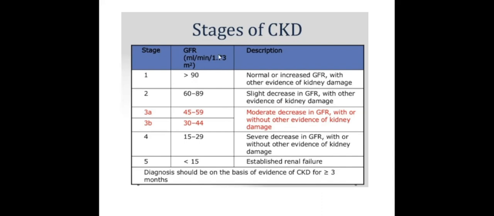But if GFR is between 60 to 89 ml per minute, it means a slight decrease in GFR, with other evidence of kidney damage that might be there. So you can call it stage 1 or stage 2 kidney disease.